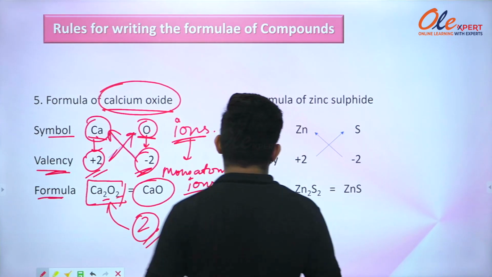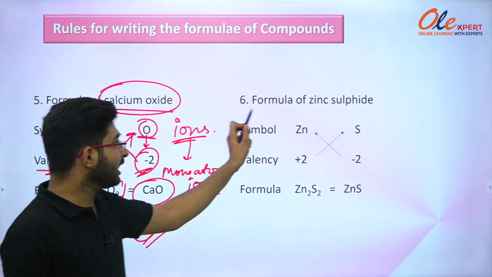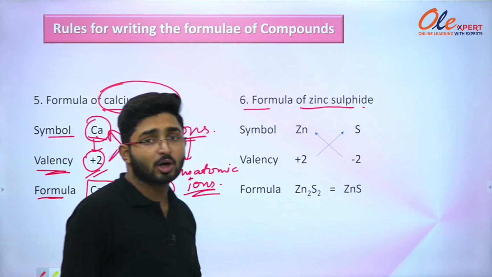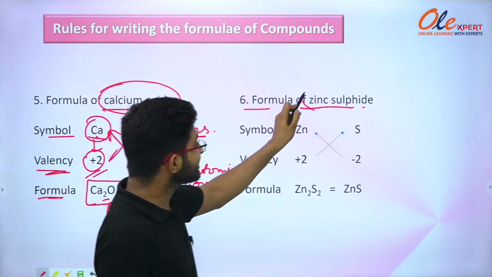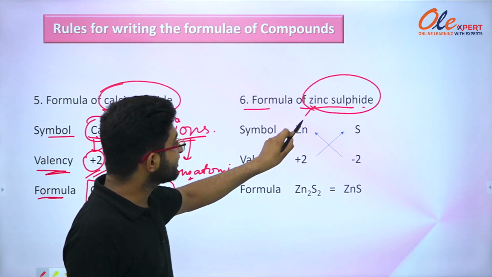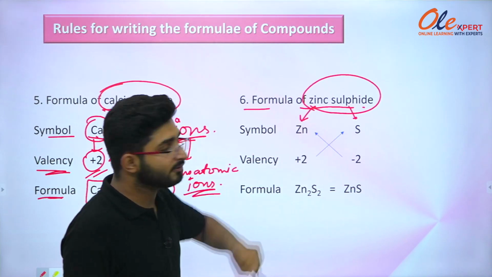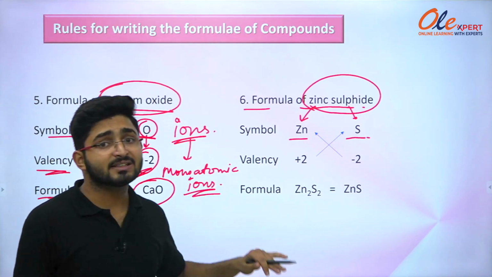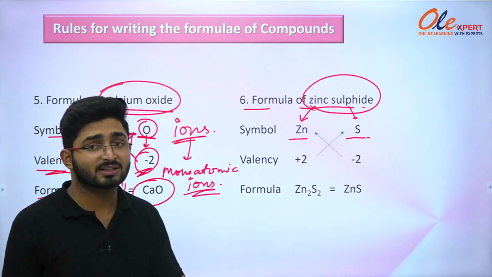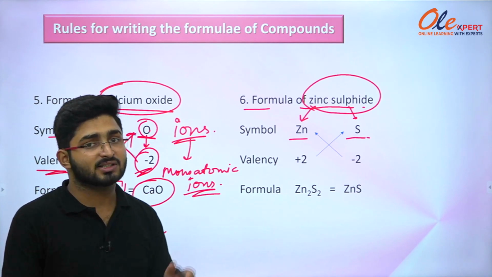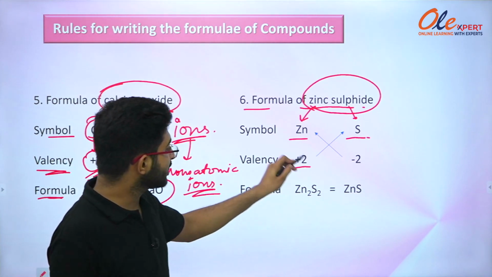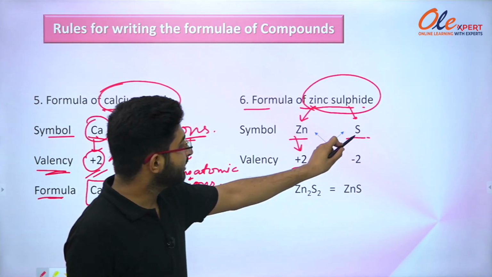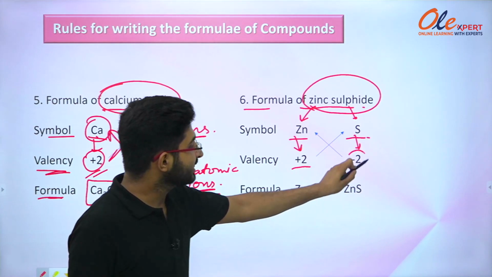Now the next compound and the last compound is the formula of zinc sulfide. When we are talking about zinc sulfide, the name suggests that we have to write the symbol of zinc as well as sulfur. Now when we are talking about zinc and sulfur, we know that these are monoatomic ions. So we have to consider the charges and write the charges under them. So we will mention the charge of zinc, that is +2, and the charge of sulfur, that is -2.